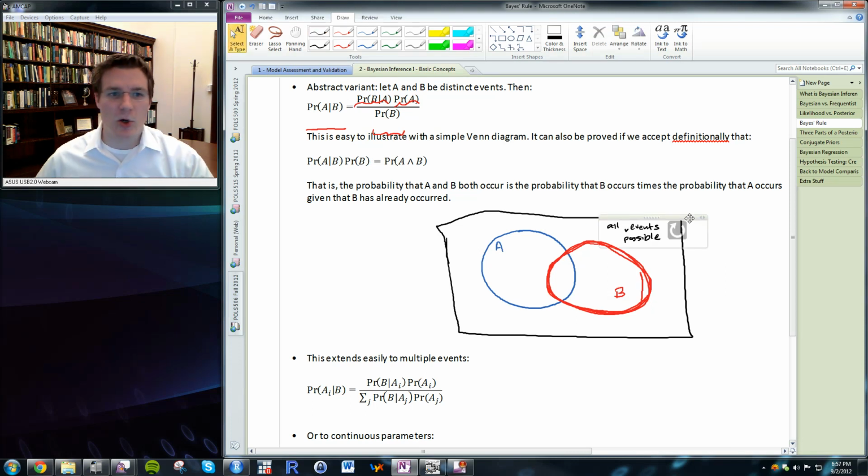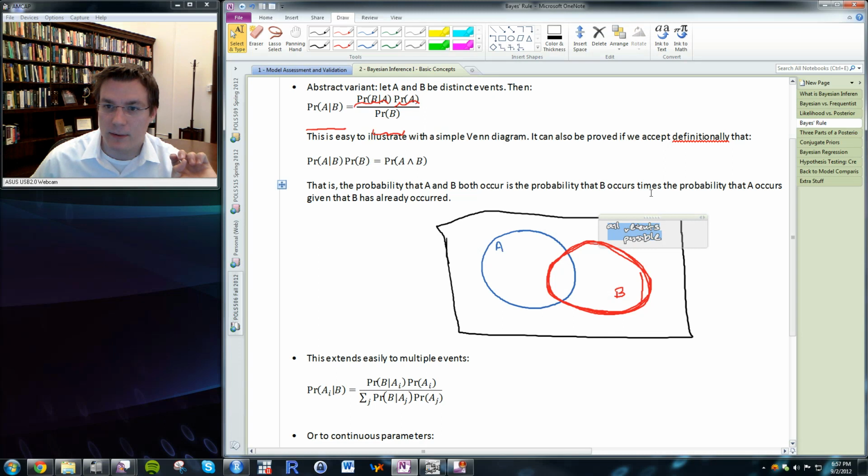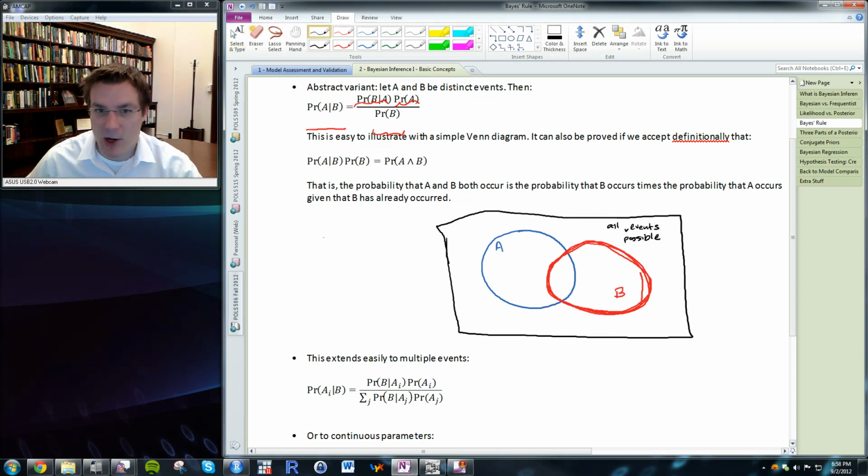Now that B has occurred, we've narrowed that situation down. It's no longer this entire black box, it's only inside of this red circle, because we know B has occurred, so that's where all possible events have to be. They have to be inside this B circle. B has occurred. Now we want to know, given that that has happened, what's the probability that A will occur? Well, it's got to be the shaded region right here of the overlap between A and B.